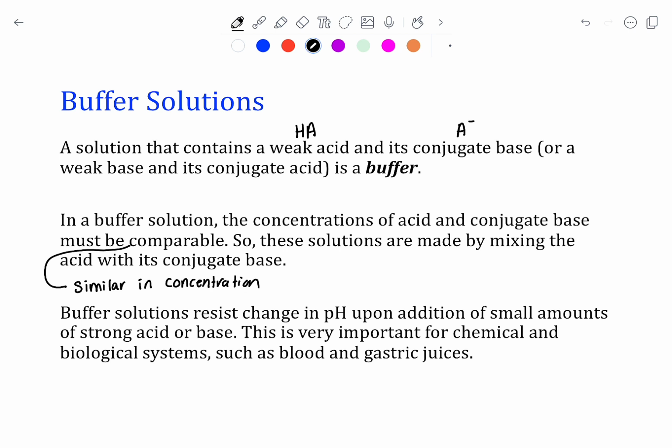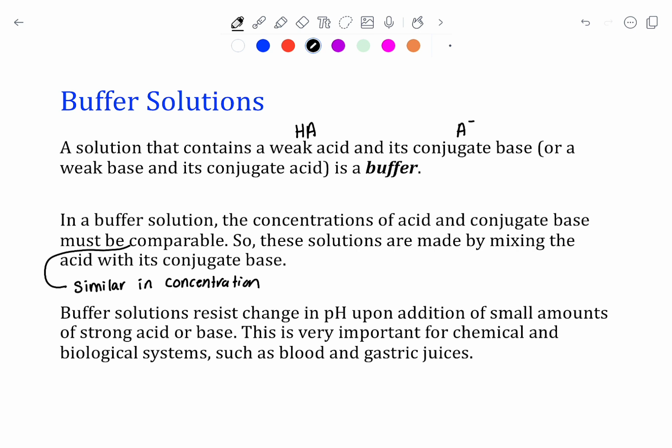The closer those concentrations of acid and base are to each other, the better the buffer solution is going to be, because they are in more equal parts of each other. So the only way that we can make these solutions is by mixing the acid and its conjugate base. Now, conjugate base is always going to be an ion.